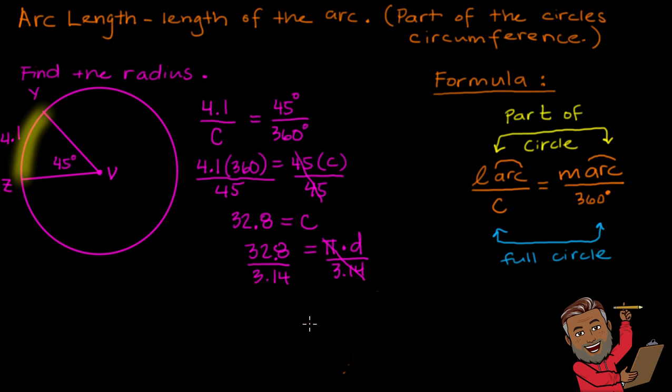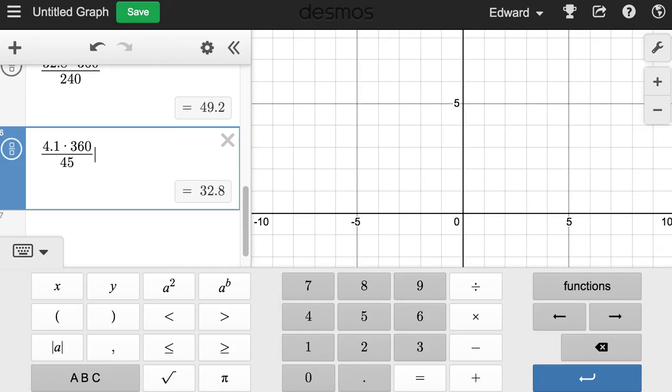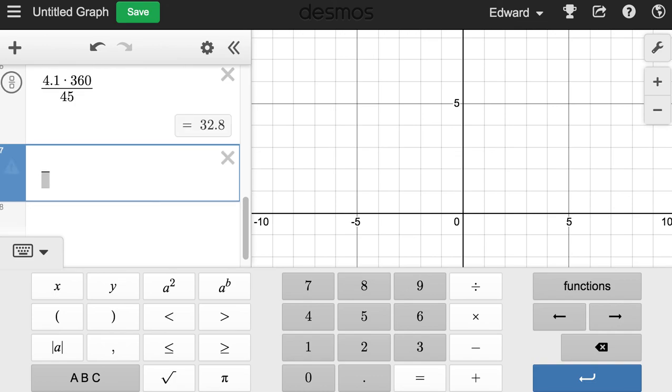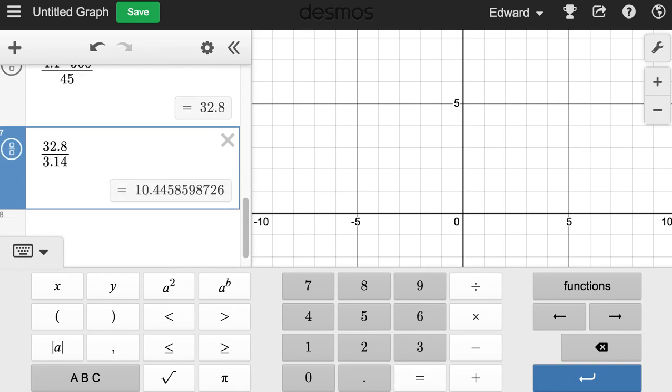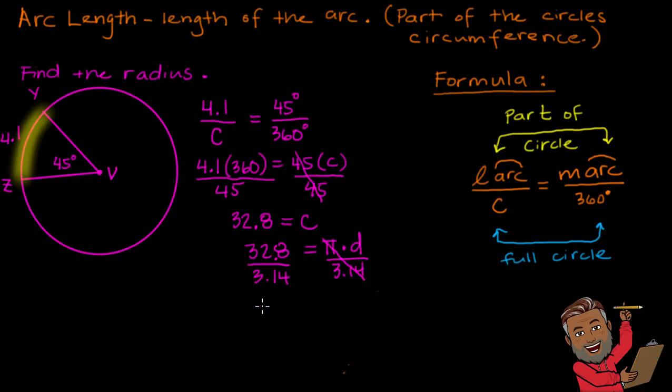So I'm going to take out my calculator, and I'm going to go, all right, Desmos, I need some help, 32.8. So I'm going to have a fraction. So 32.8 divided by pi, 3.14, and what we come up with is 10.445. Now, since the third decimal is 5, I'm going to bounce up, I'm going to increase my second decimal place value by 1, so it's going to be 10.45. So we're going to go back and write down that our diameter is 10.45.